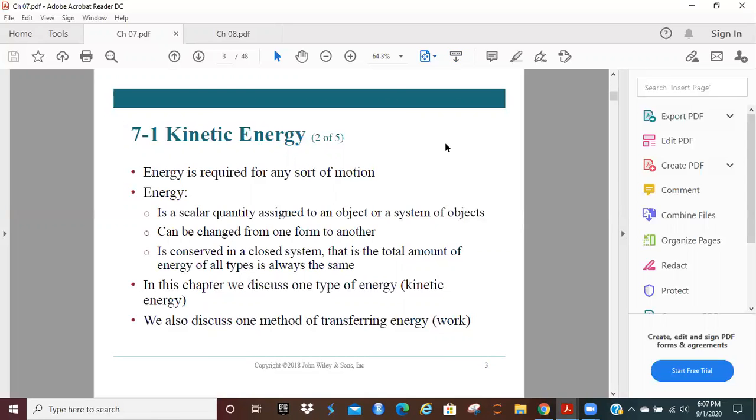So for this particular chapter, we're going to discuss one specific type of energy, and that's energy of motion, or kinetic energy. We're also going to discuss the method of transferring energy, and that will be called work.